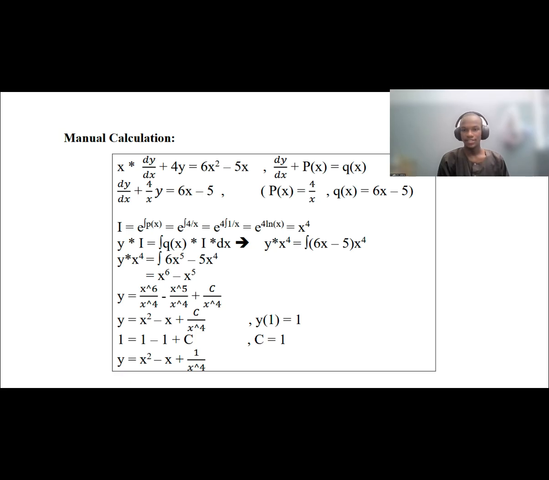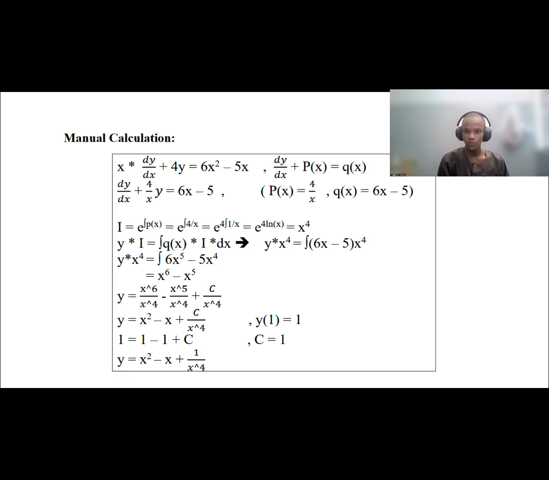Expanding, y times x to the 4th power equals the integral of 6x to the 5th minus 5x to the 4th dx. Integrating, y times x to the 4th equals x to the 6th minus x to the 5th plus c.